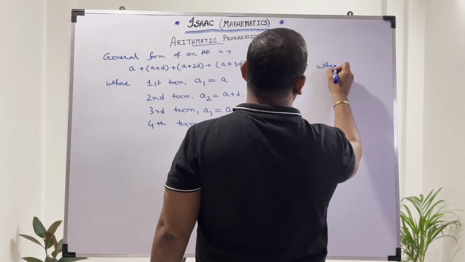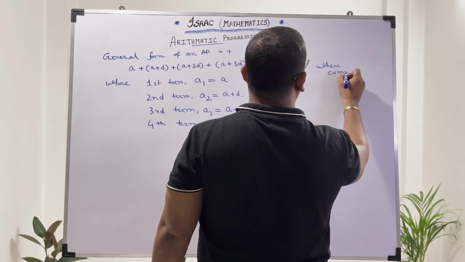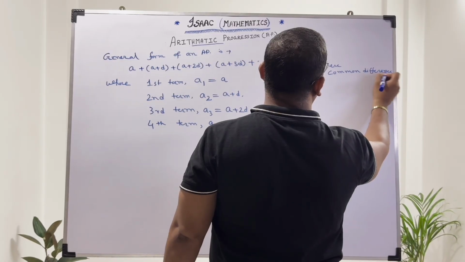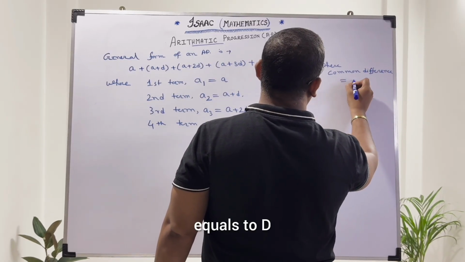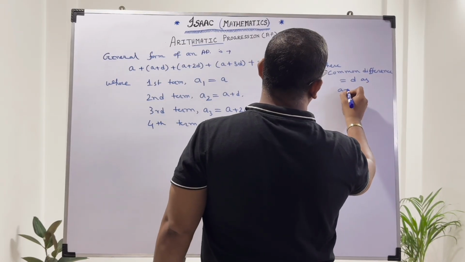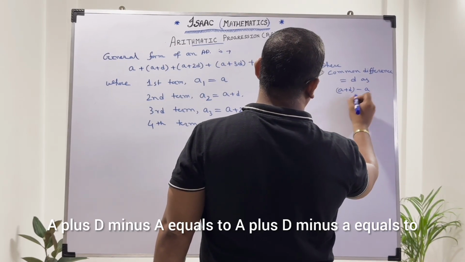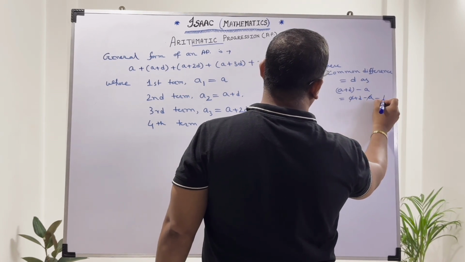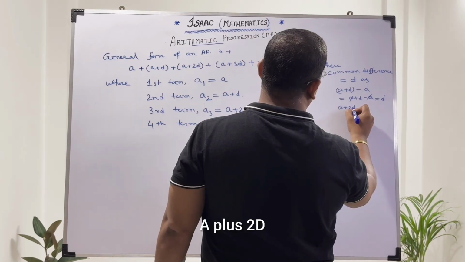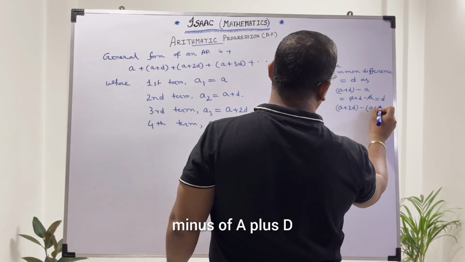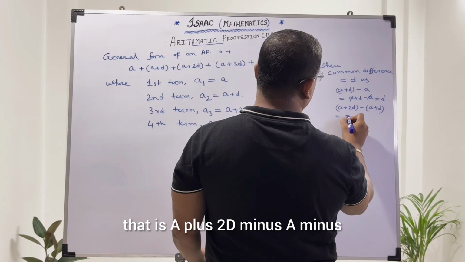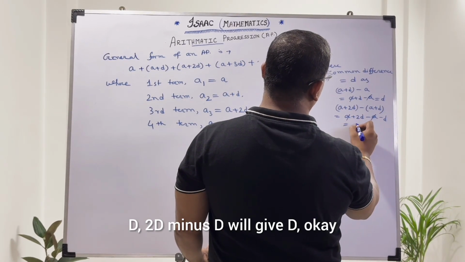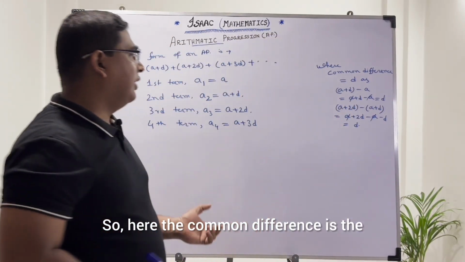Where common difference equals to d, as a plus d minus a equals to d. a plus 2d minus of a plus d, that is a plus 2d minus a minus d. 2d minus d will give d. Okay. So here the common difference is d.